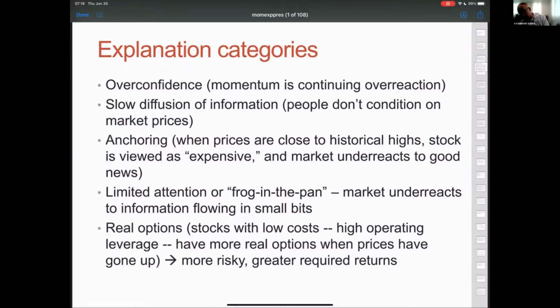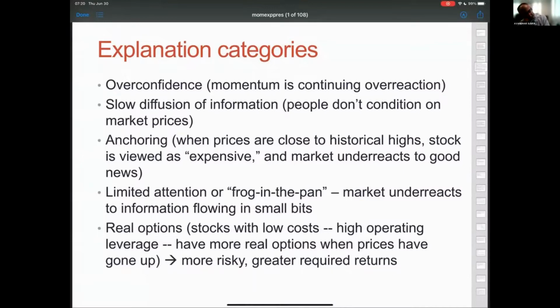So that's one explanation. Another explanation is slow diffusion of information, which suggests that people don't condition on all available information. People underreact to information signals. That's why we see momentum. For example, people don't condition on information conveyed by market price. And so they ignore that, and you're going to have momentum because people don't incorporate all available information correctly, and prices just drift.